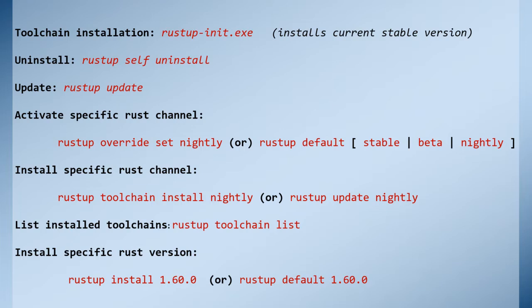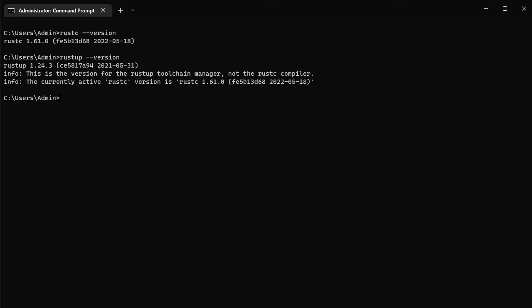The current version is 1.61, but I used 1.60.0, or rustup default 1.60.0. Let me see the action. I already installed Rust 1.61.0. Check the version using rustc --version. This is the Rust language compiler version. This is the Rust toolchain version.